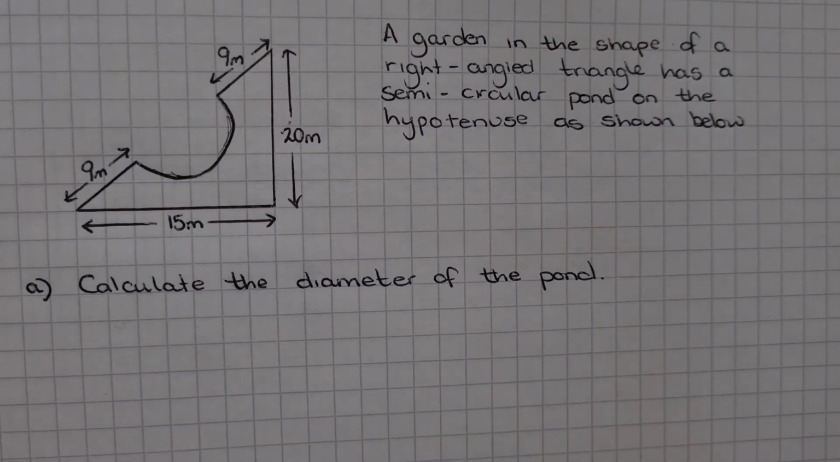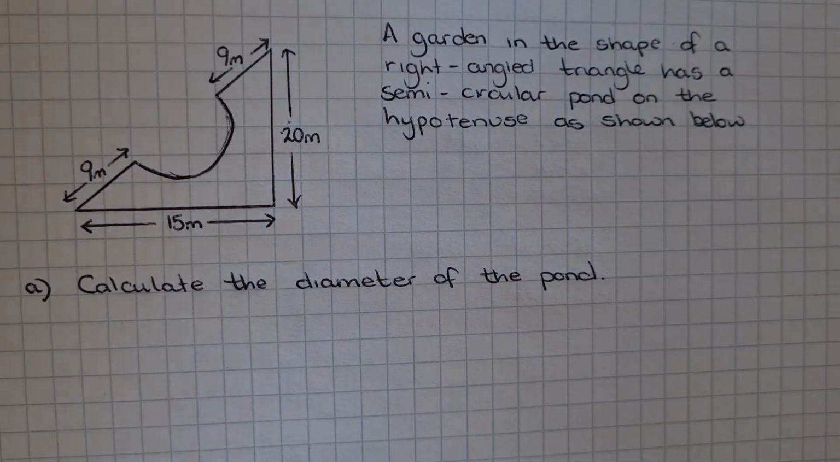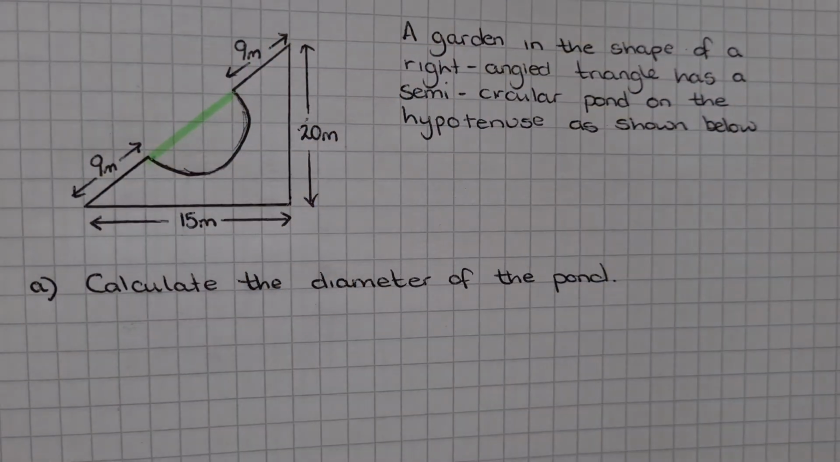The next example is more of an exam type question. So here it says a garden in the shape of a right angle triangle has a semicircular pond on the hypotenuse as shown at the side. And the first question is calculate the diameter of the pond. So we are trying to calculate that green line, which is the diameter of the pond.